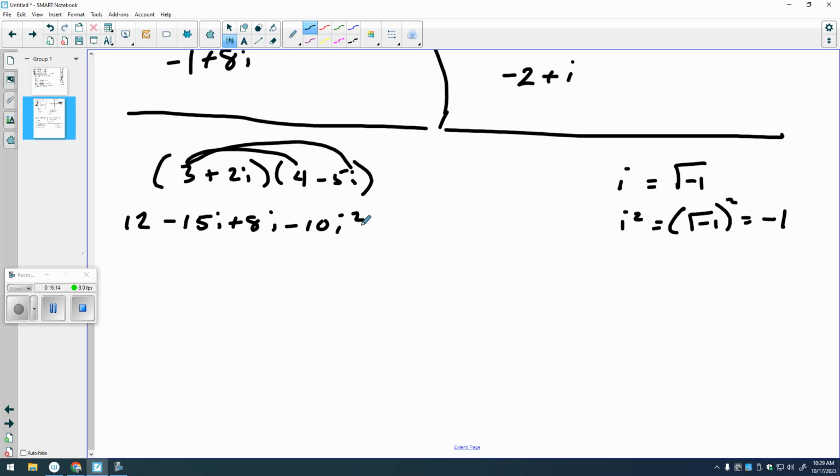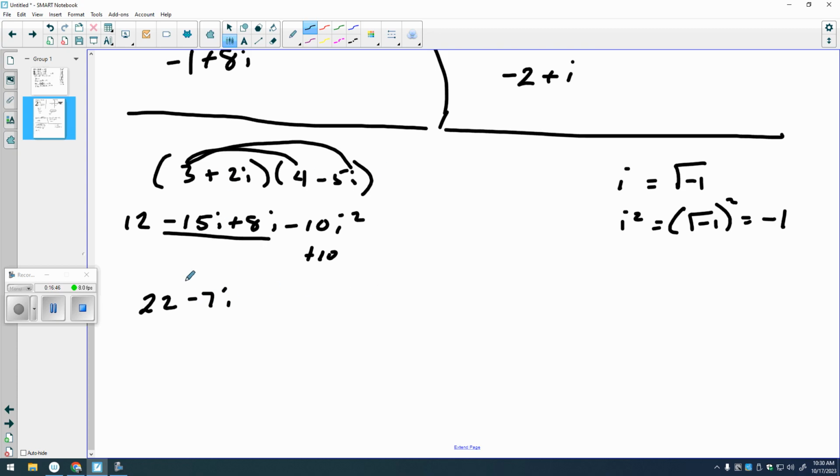Okay? So when I multiply complex numbers, I do it just like I did back in yesterday when we did it on the board, but whenever I see an i squared, I replace it with a negative 1. And so this becomes a negative 10 times a negative 1, which is a positive 10, and 12 plus 10 is 22. My like terms here gives me a negative 7i.